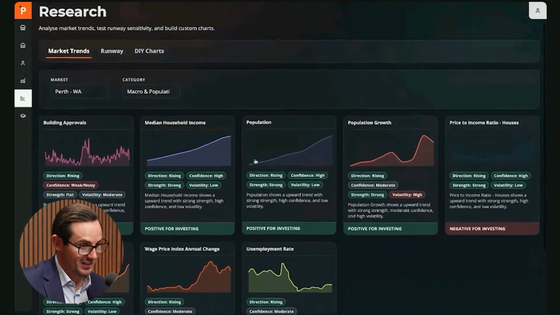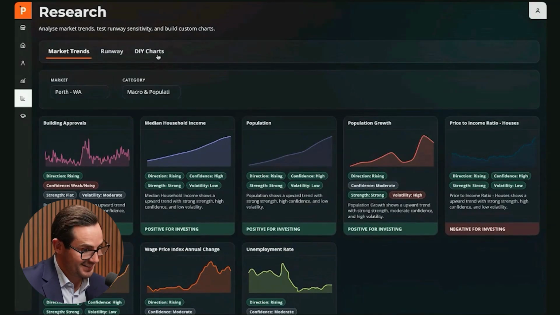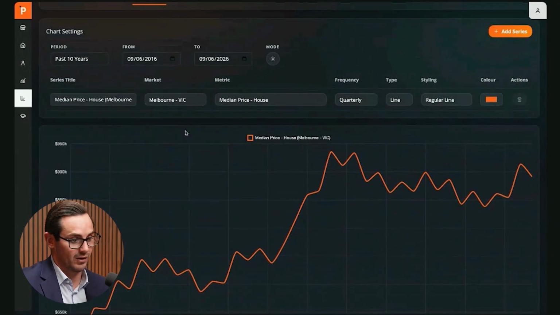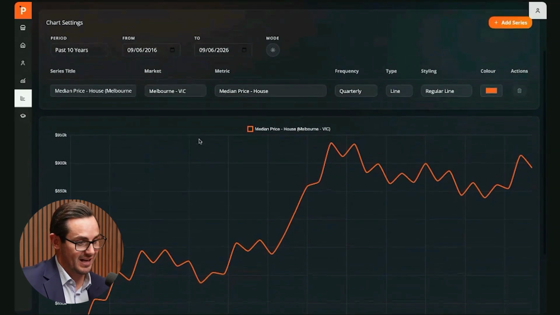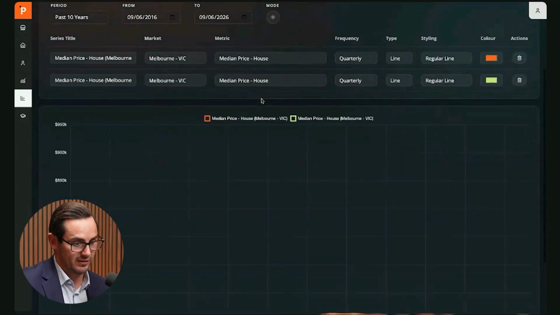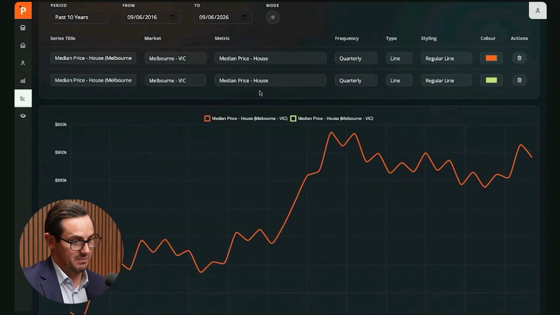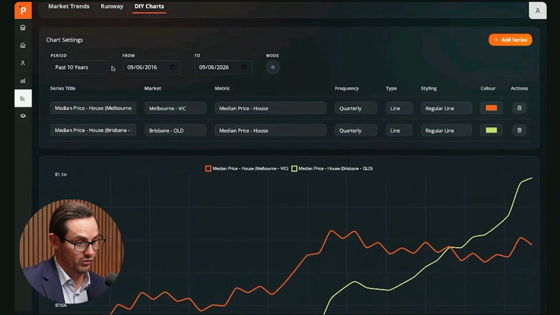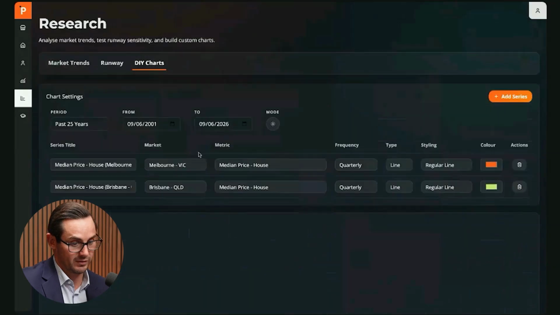Those that are more sophisticated, you're going to love the DIY charts, because this is really where I spend all my time, comparing markets within markets, right? So if I pull it up here, this is where I start to overlay and start to compare, add various series. So here we're looking at, say, a Melbourne market median house price. We might look at that and compare that to a market like Brisbane to see what they've done over the short term, long term and medium. We'll bring that back to 25 years.